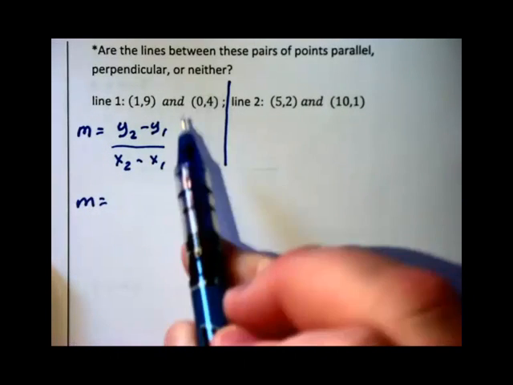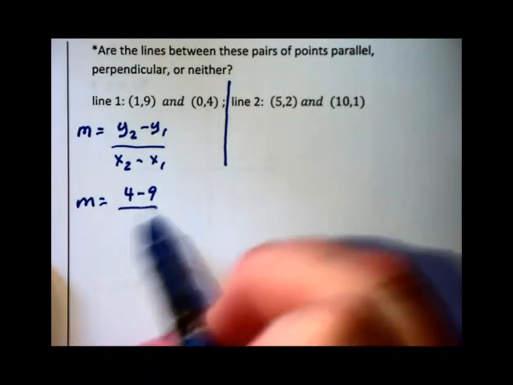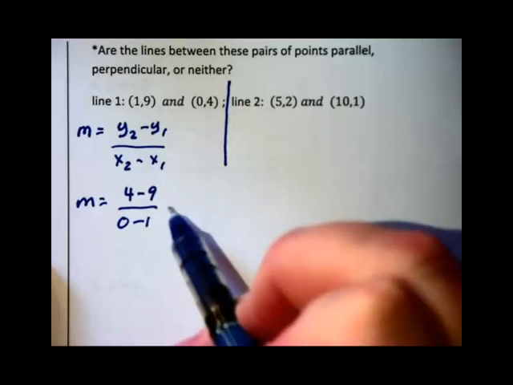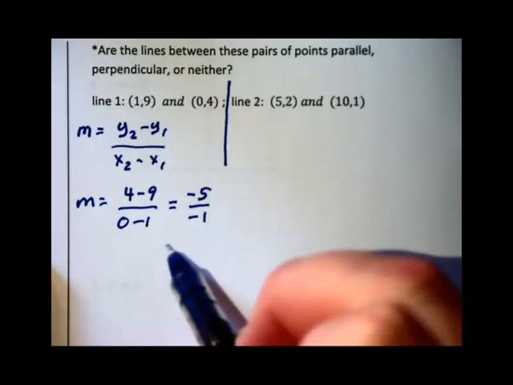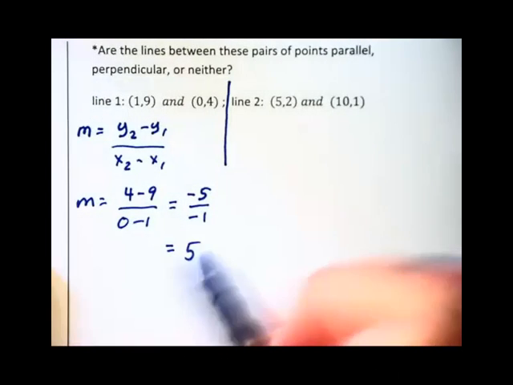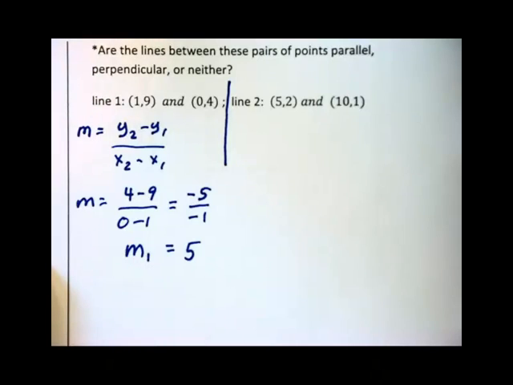will be 4 minus 9 over 0 minus 1, and that will be negative 5 over negative 1, which equals positive 5. And I'm going to say that's m sub 1, the slope of the first line.